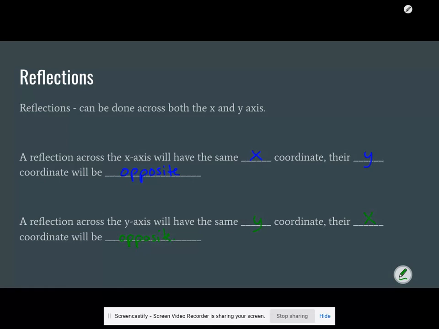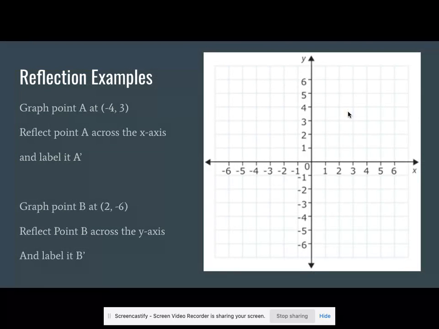All right, and so getting into some examples and taking a look at this. So you're going to graph a point at -4, 3. So I'm going -4 to the left, 3 positive. Okay, I'm labeling this point A. And I'm going to reflect the point across the x-axis.